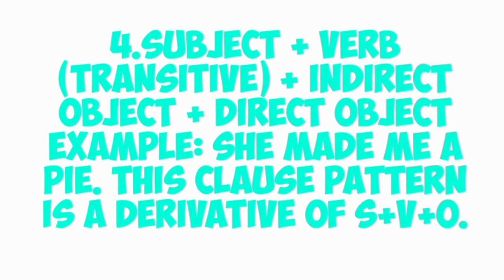Number 4. Subject plus transitive verb plus indirect object plus direct object. Example, she made me a pie. This clause pattern is a derivative of subject, verb and object.